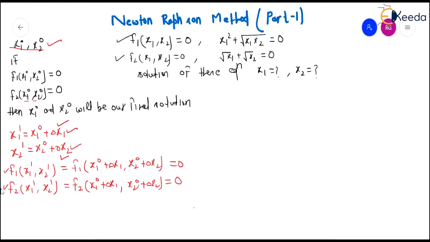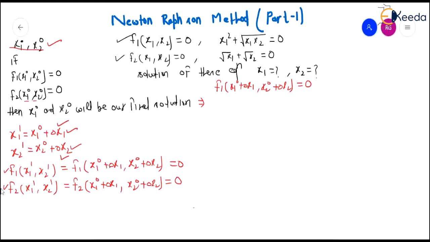Now we are going to apply Taylor's theorem. Now if we have this value f1 of x1 naught plus delta x1, comma x2 naught plus delta x2 is equal to 0, how can we write the equation?